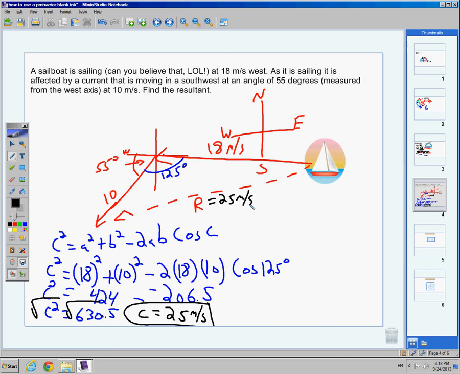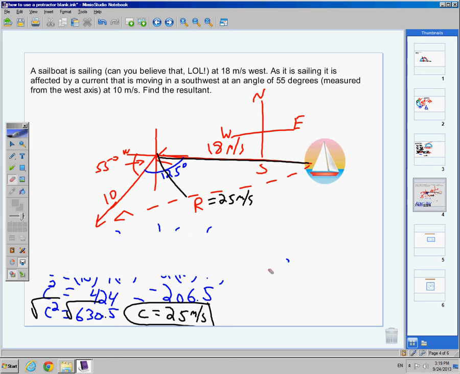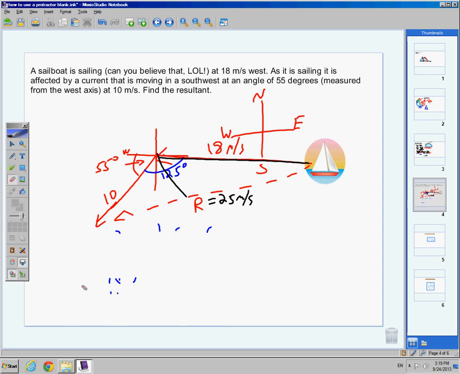And it kind of makes sense because this line is 18 meters per second long. If I was just to kind of swing that line on an angle, it does make sense. It's much longer than that, and it's much longer than 18. So 25 does make some sense. Well, I'm going to erase some of this here because I do want to find the angle now. So let's try to erase this and not lose any important information.